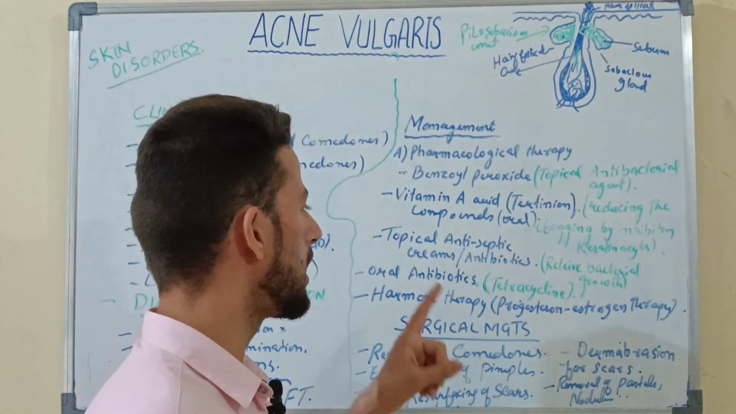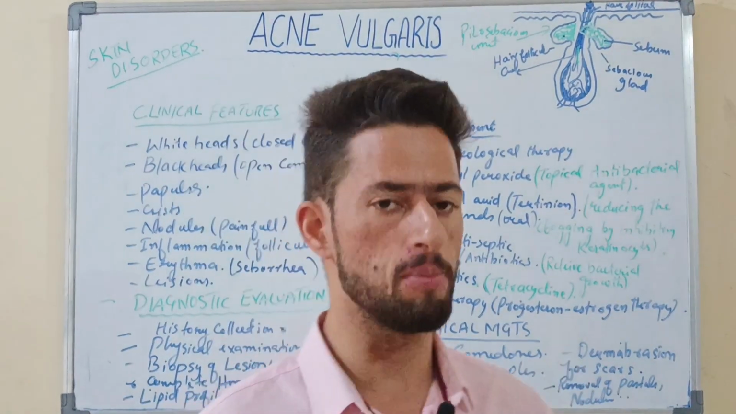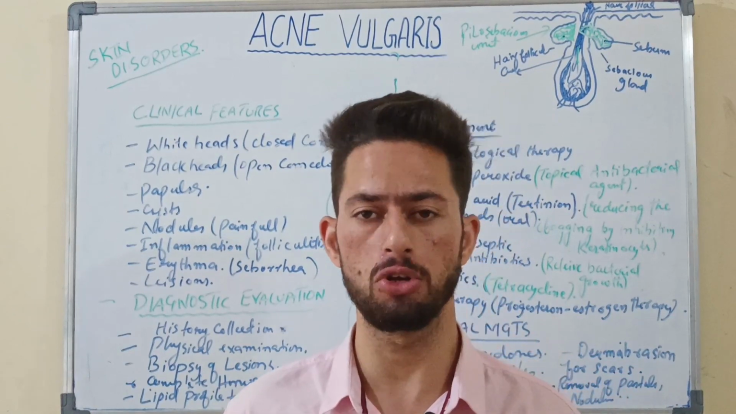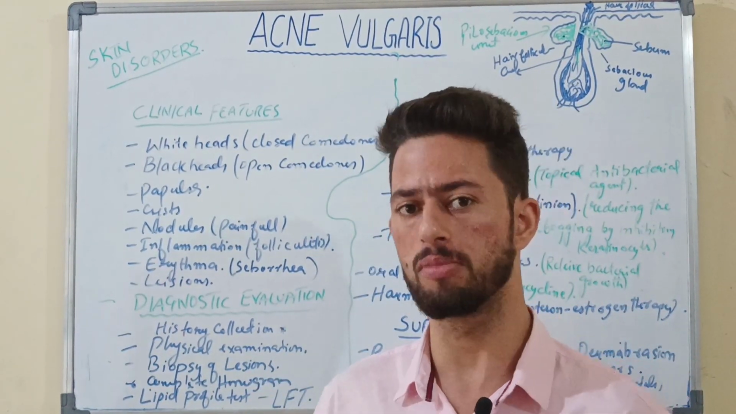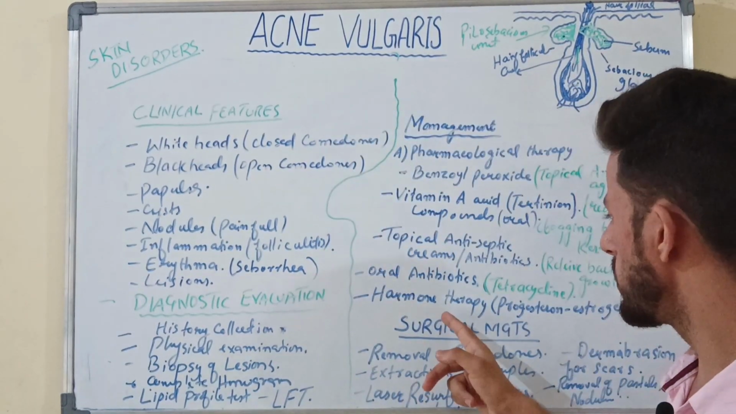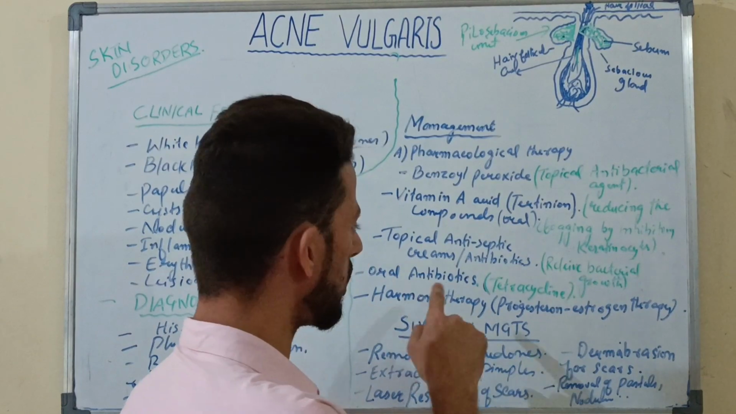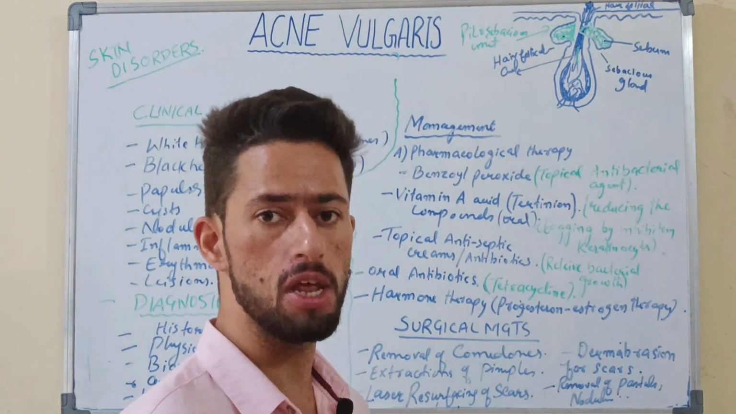Then the next one is the topical antiseptics. Antiseptics we can give in order to remove the bacterial growth. Antibiotics also we can give in order to relieve that. We are going to use creams and gels to apply so that these symptoms will be reduced. Okay, before the hormone therapy, there are oral antibiotics, that is tetracycline and doxycycline, which will be used in order to relieve the symptoms.